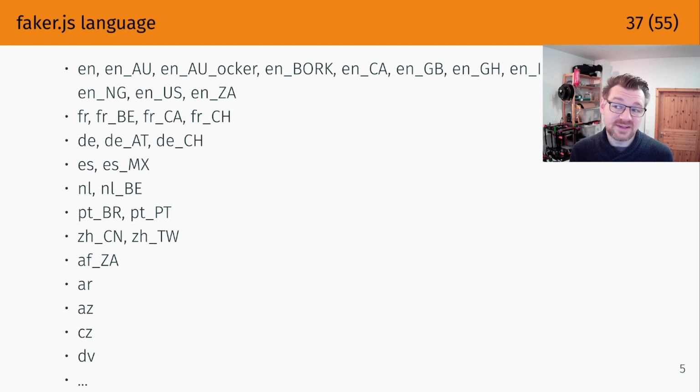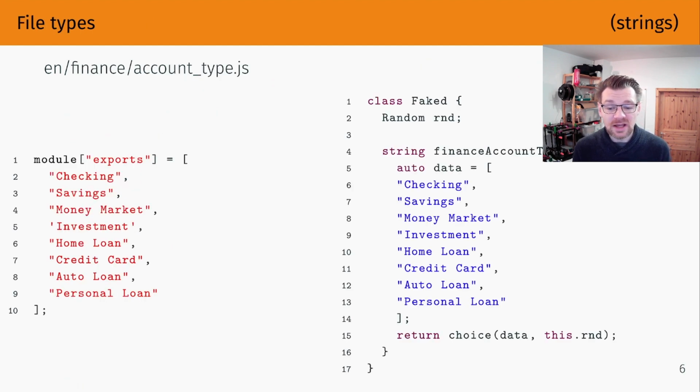The only problem is it's JavaScript, and calling JavaScript from D is possible, but it's a lot of work. So maybe there's something we can do to turn this into D directly. What I did at that point is I looked at the different files and how they looked internally in the faker.js project. And what I found is a file similar to the one on the left. This is in the English language and the finance subfolder, and this file is the account type JS file. The whole file is printed on the left.